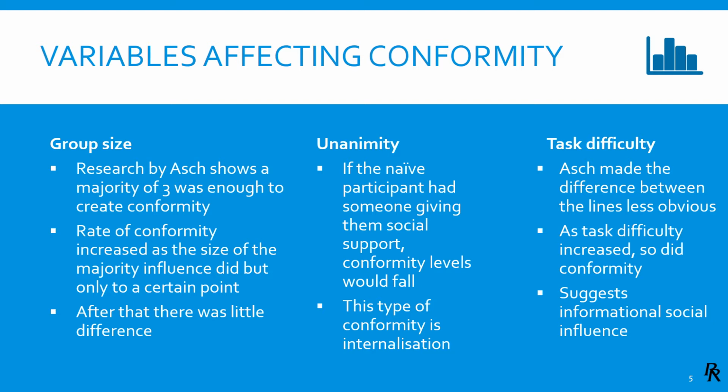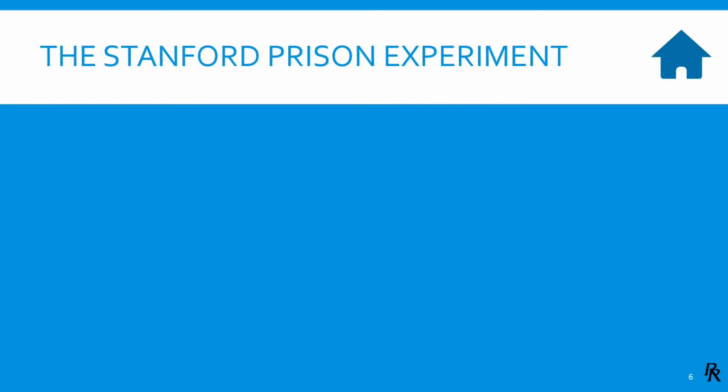And lastly, task difficulty. Asch made the difference between lines less obvious in one variation, and found that as task difficulty increased, so did conformity, which suggests informational social influence was at work. Moving on to Zimbardo's Stanford prison experiment.